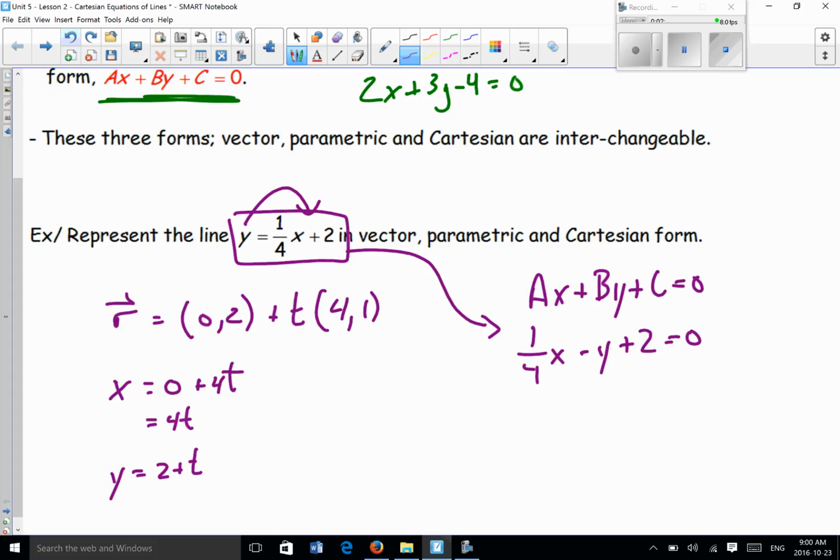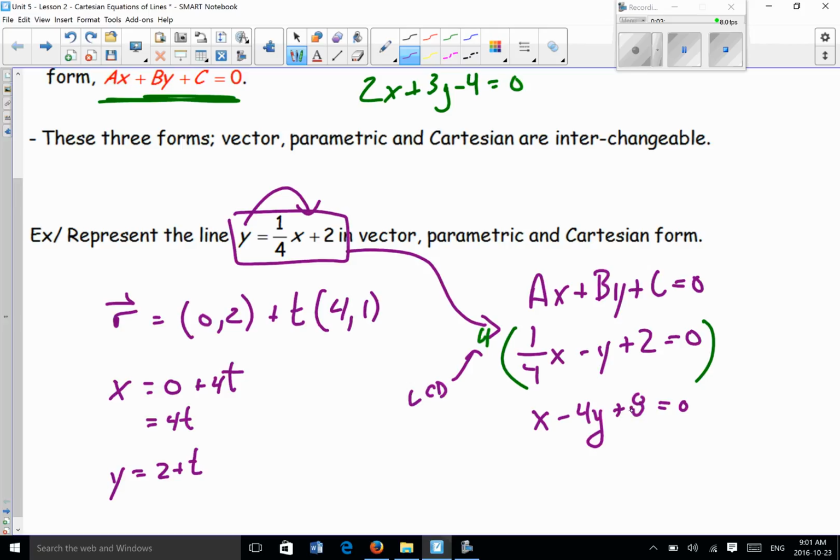It has fractions. We don't usually have fractions in Cartesian form. No fractions, no decimals. So to get rid of fractions, you might remember, we take the whole expression and multiply it all by 4, and we'll end up with 4 times 1/4 is just x, 4 times y is 4y, and 4 times 2 is 8. The reason I chose the number 4 here is that it is my lowest common denominator. Okay, and then we have Cartesian form.